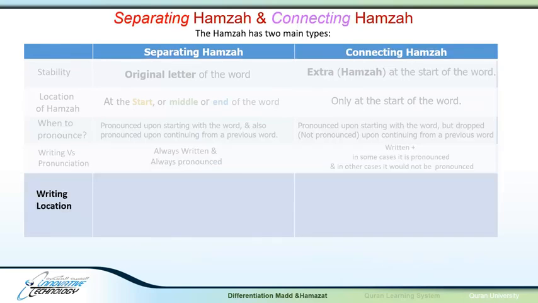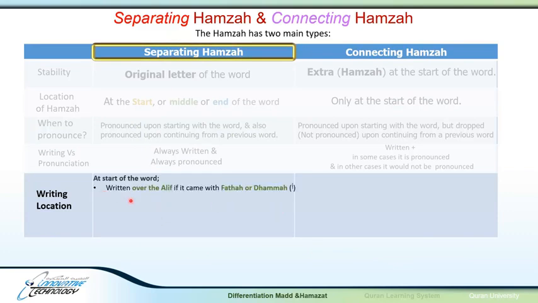Now we'll see the impact of how the location of the Hamza would affect the writing in the case of the separating Hamza, where it's written over an alif if it comes with a fatha or a dhamma. If it comes with a fatha like in anjayna, it's written on an alif. Here it's with a dhamma, Utina, it's also written over an alif. Now it will be written under the alif if it comes with a kasra like iman.